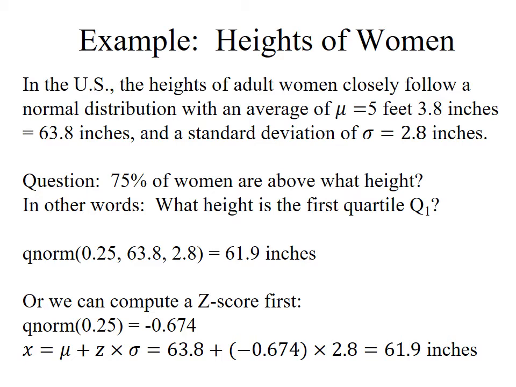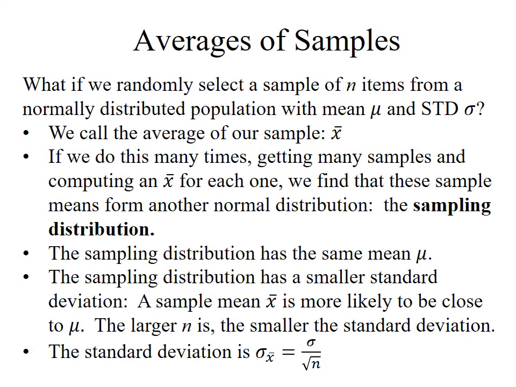Or I can compute a z-score first. qnorm of 0.25 gives me negative 0.674. That's the z-score. So the z-score of the first quartile, this applies to any normal distribution, of any normal distribution is negative 0.674. And then I can convert this back to a raw score, an actual height. I take the mean, 63.8, and I add negative 0.674 times 2.8, the standard deviation, and I get the same thing, 61.9 inches. All right, so this is fun, this is cool.